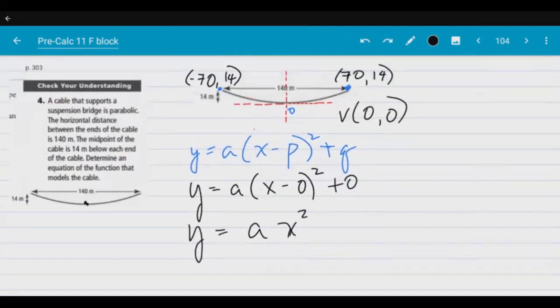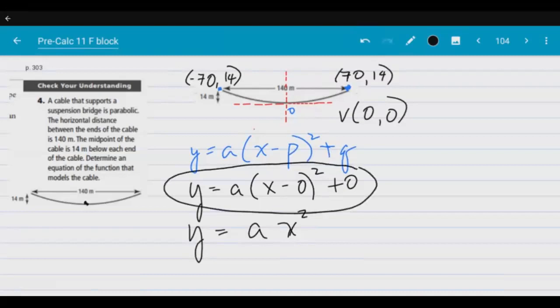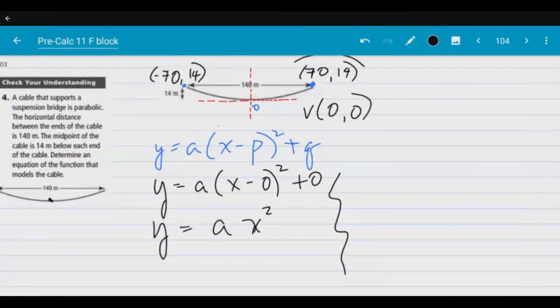Well, guys, you just ask yourself, can we use any point in here? Well, you can use this point or this point to replace the X and Y, okay? So if you want to go back here, you could turn it into, if I use this point, 14, which I use to replace the Y, equals A times 70, which I use to replace the X here, minus 0, all right, squared plus 0.